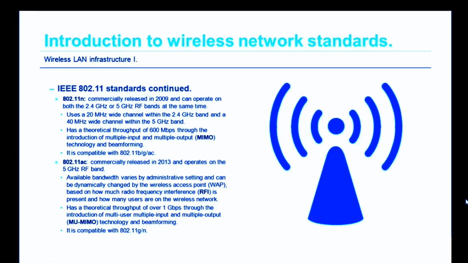And that brings us to 802.11n. It was commercially released in 2009 and can operate on both the 2.4 GHz and 5 GHz radio frequency bands at the same time. It uses a 20 MHz wide channel within the 2.4 GHz band and a 40 MHz wide channel within the 5 GHz band. It has a theoretical throughput of 600 megabits per second through the introduction of multiple input and multiple output, MIMO, technology and beamforming. And it is compatible with .11b, .11g, and .11ac.